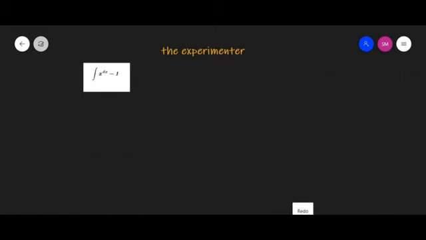Hello and welcome, this is the experimenter, and today we are here with one of the craziest integrals that I have ever seen in my life. The integral goes something like this. The thing that is to be integrated is x to the power dx minus 1.